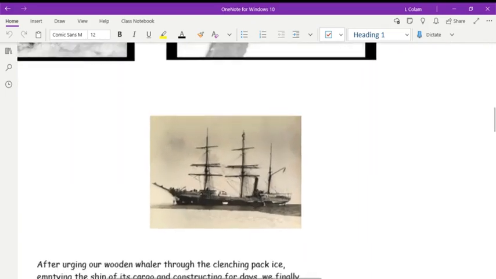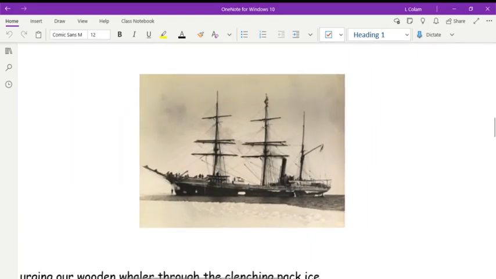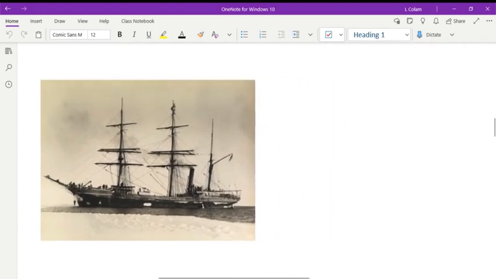Now we've also got, trying not to reveal too much, his ship. His second ship was called the Terra Nova.